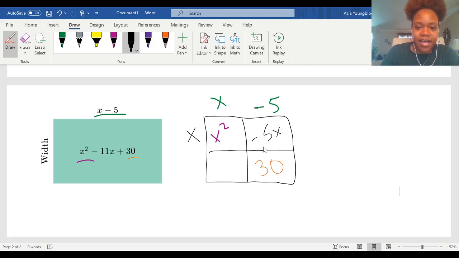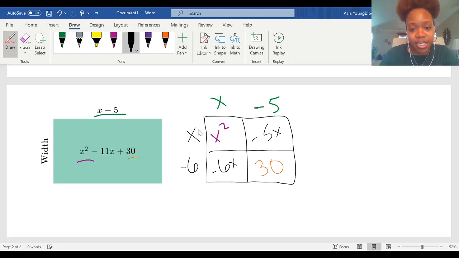If this is negative 5 and this is 30, this has to be negative 6. And again, that's because negative 6 times negative 5 is 30. You can always double check what's on the outside by multiplying and making sure you're getting what's on the inside. This last box is negative 6 times x, which is just negative x.